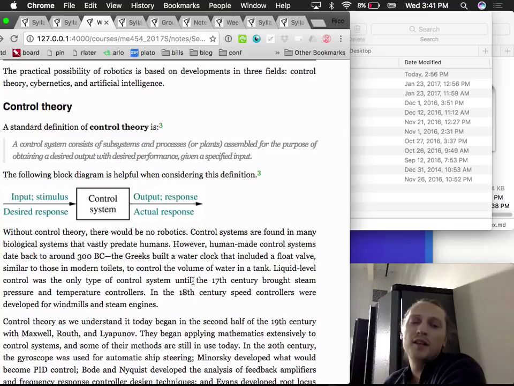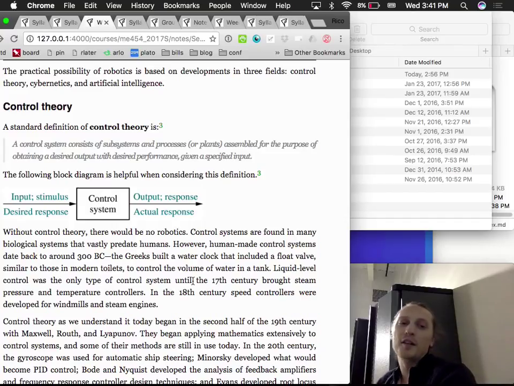So you put in an input stimulus, you tell it what you want, right? Inputs go into it, stimuli from outside, its environment's acting on it, and you tell it what you want, and it outputs something close to what you want. That would be a good control system. A bad one would be one that doesn't give you what you want, right? So without control theory, there would be no robotics.